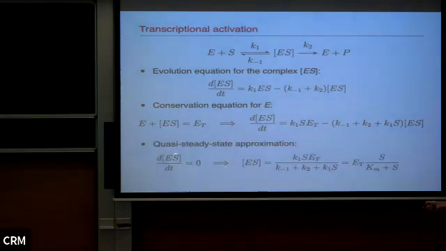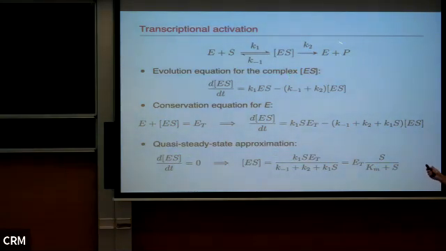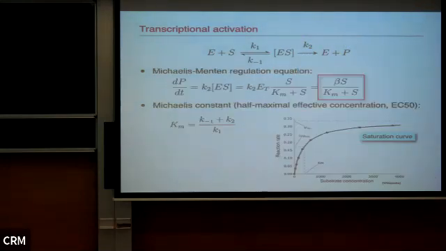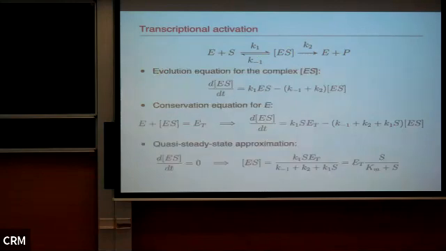And then, assuming that you are in quasi-steady state, that the complex is all the time more or less in steady state, you can get the concentration of the complex. And if you have the concentration of the complex, just by multiplying by K2, you have the rate of production of P. So anyway, you can go through it later if you want. But at the end of the day, what we have is that the rate of production of P is proportional to the concentration of the complex, which we obtained earlier here.